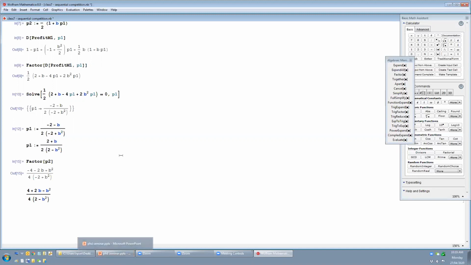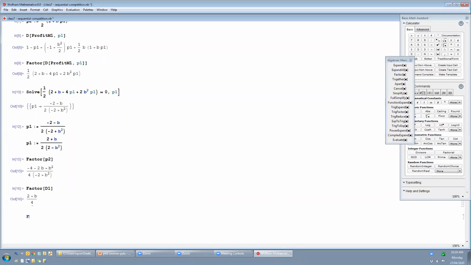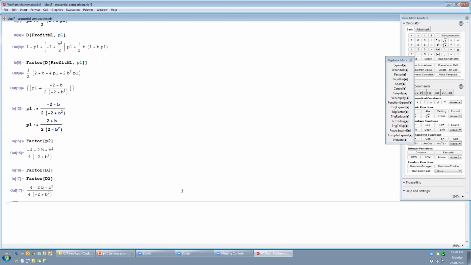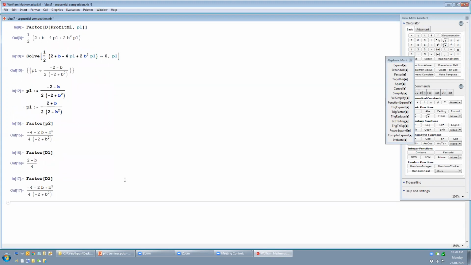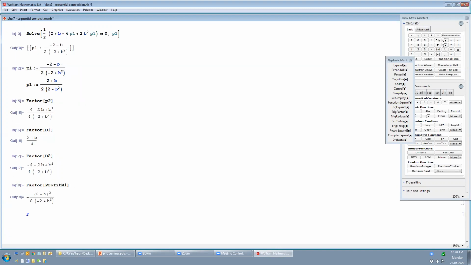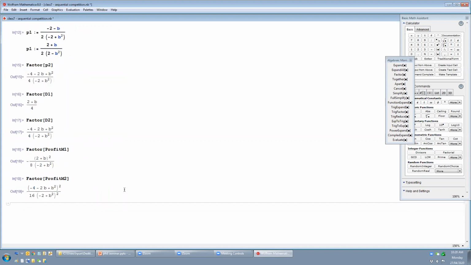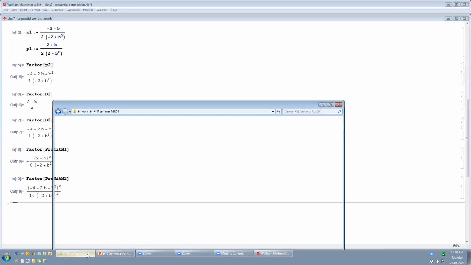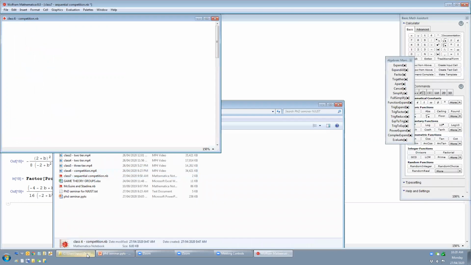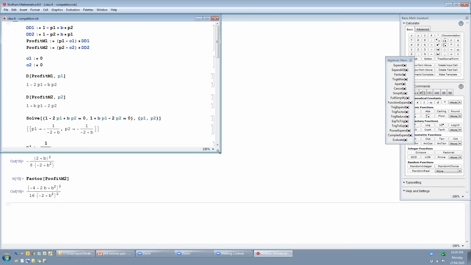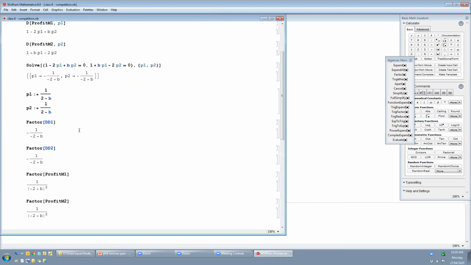Let's take a look at what the demand is. Factor D1, it looks like this, and factor D2, it looks like this. Then factor profit M1, factor profit M2. Of course they are different. So let's try to compare with what we had from last time. From last time, those are the answers.